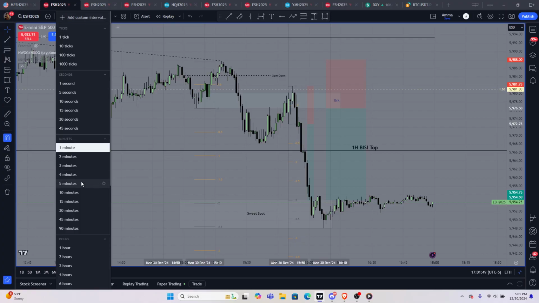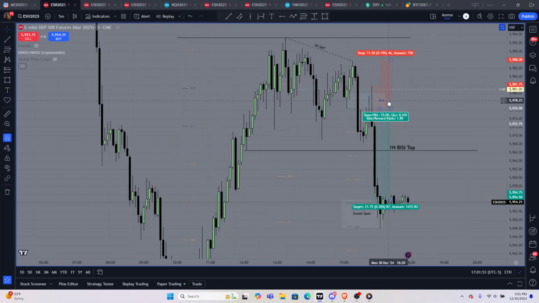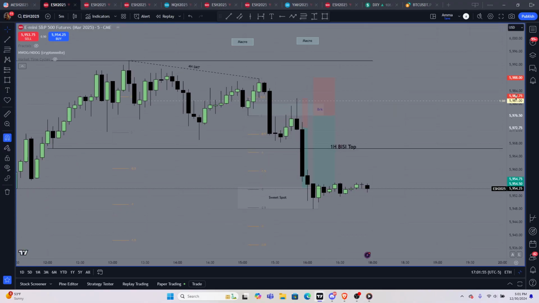Now as well, this also was nice because this right here is a 5 minute unicorn, which we like to have confluence as well. Beautiful, beautiful. You can see unicorn right here. This is like the swing low breaker. So boom, unicorn right here.